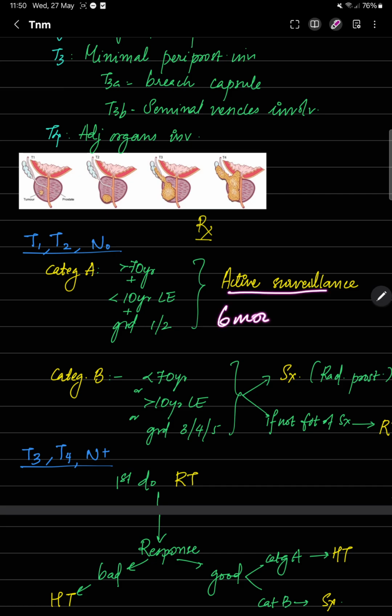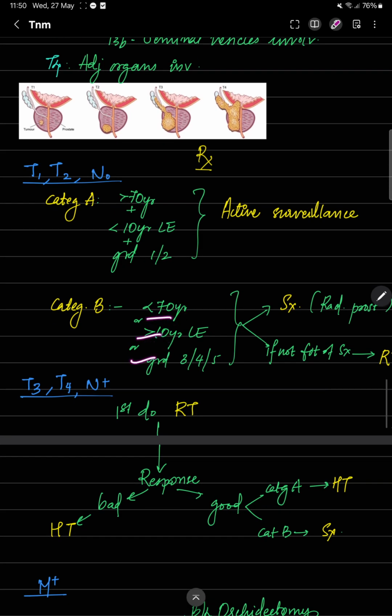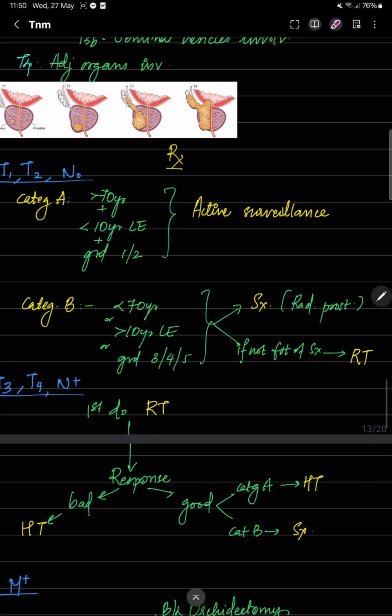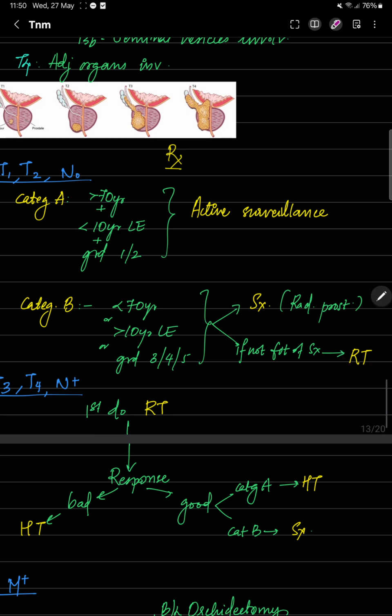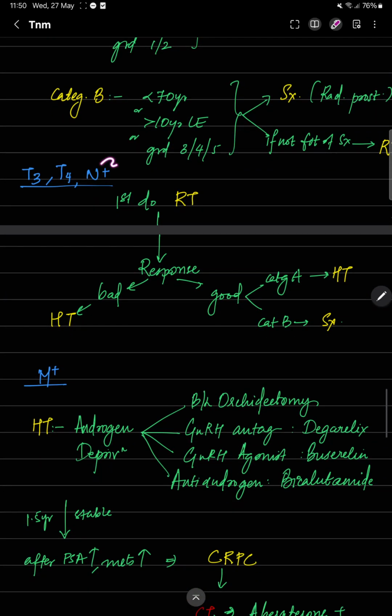That is, every 6 monthly we will take imaging to assess the progress of the disease. Suppose any of this is not satisfied, like if the patient's age is less than 70 or life expectancy expected is more than 10 years or it is a grade 3, 4, 5, okay, any one of this, then we have to do surgery. If the patient is not fit for surgery or not willing to do surgery, then we can go for radiotherapy. Then at any point the lymph node is involved, or it is a T3, T4, that is breach in the capsule, or the seminal vesicles involved, or adjacent structures are involved.